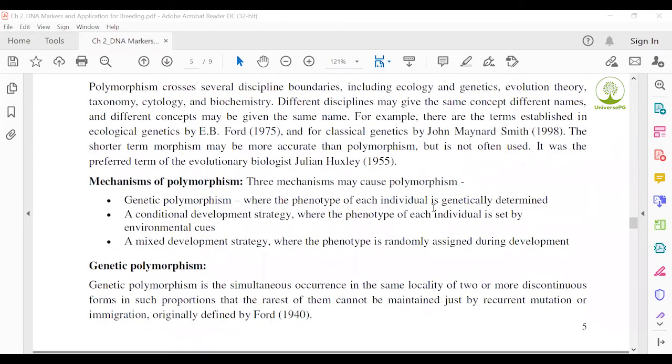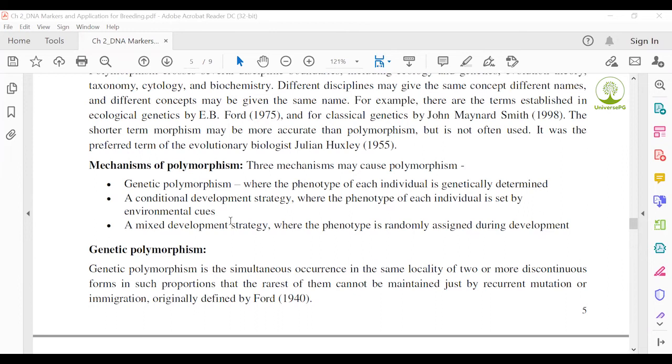Mechanism of polymorphism. How does polymorphism occur? Polymorphism occurs generally by three mechanisms. First, genetic polymorphism, where the phenotype of each individual is genetically determined. Second, the conditional development strategy, where the phenotype of the individual is set by environmental cues. Last, a mixed development strategy, where the phenotype is randomly assigned during development. Those three mechanisms generally cause polymorphism.